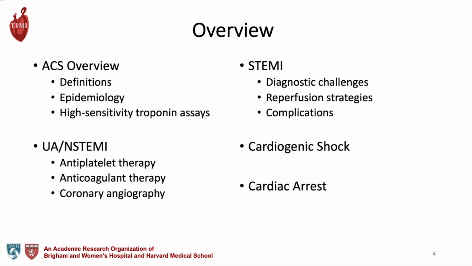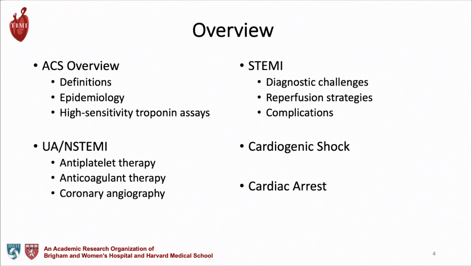So here's a roadmap of the ground that we're going to cover today. I'll begin by providing an overview of acute coronary syndromes, including definitions, contemporary epidemiology, and the use of high-sensitivity cardiac troponin assays in the diagnosis of patients with ACS.